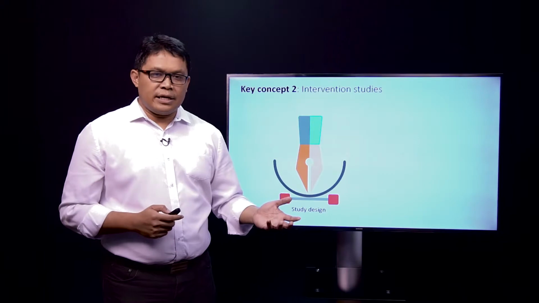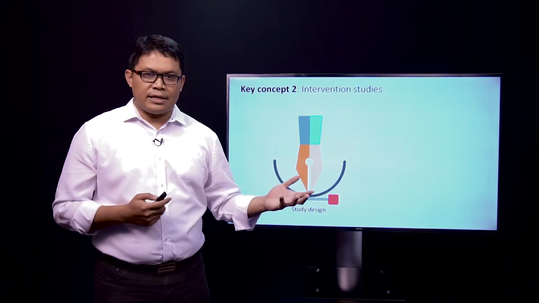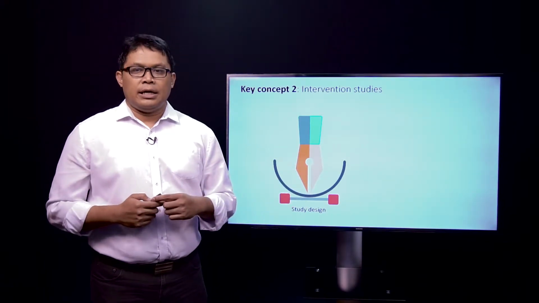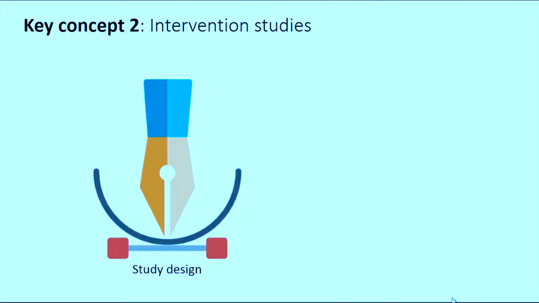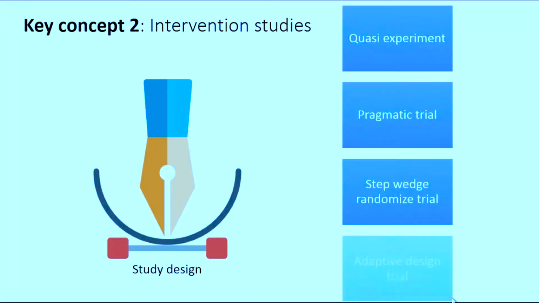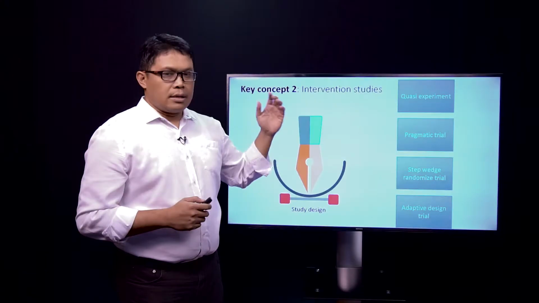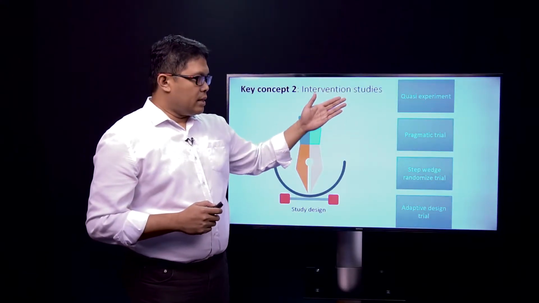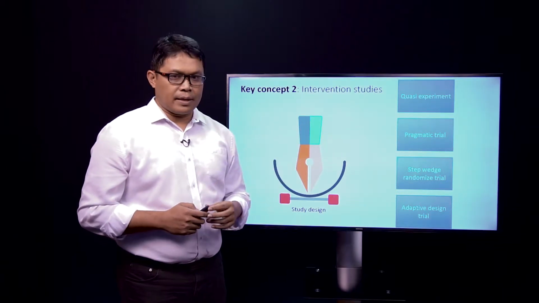In the intervention study, there are several experimental studies which are commonly used in implementation research. For example, quasi-experiment, pragmatic trial, stepwise randomized trial, and adaptive design trial. This by no means is an exhaustive list of different study designs, but this is more about commonly used study designs in implementation research. I will describe these different study designs one by one.